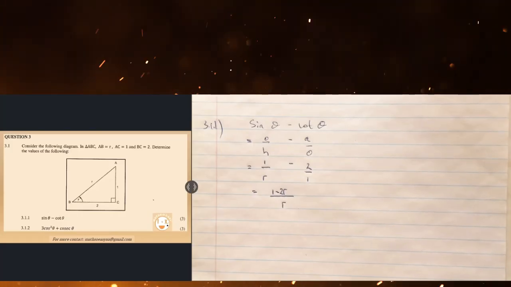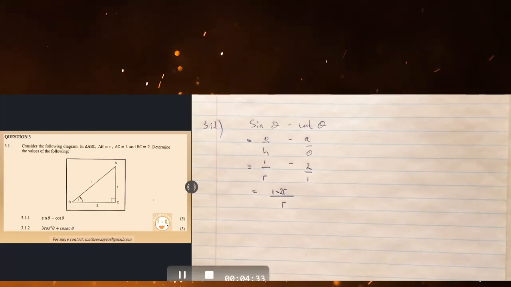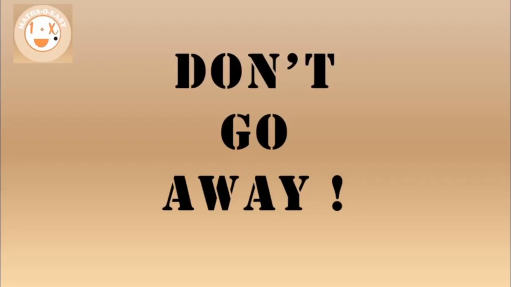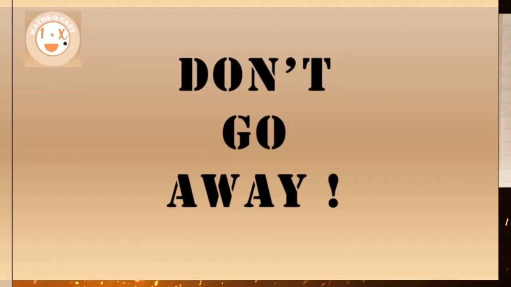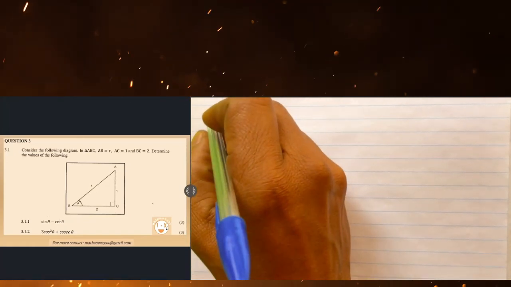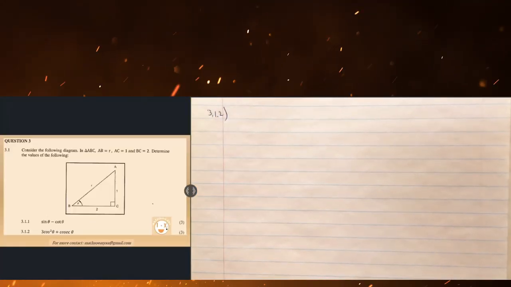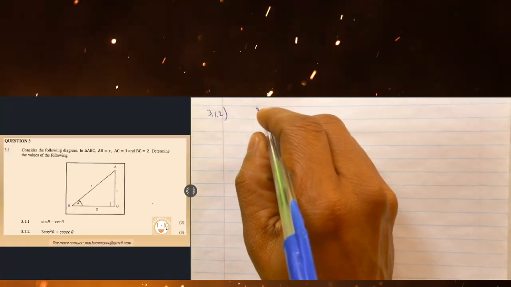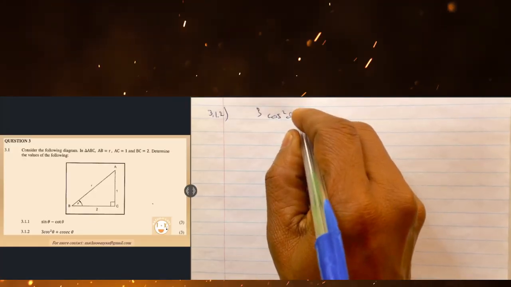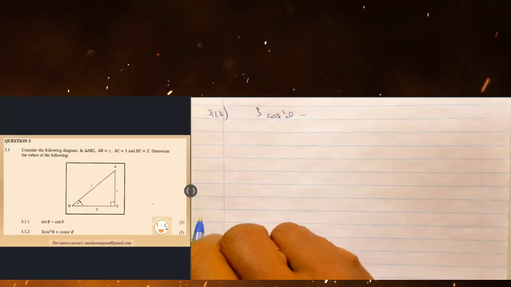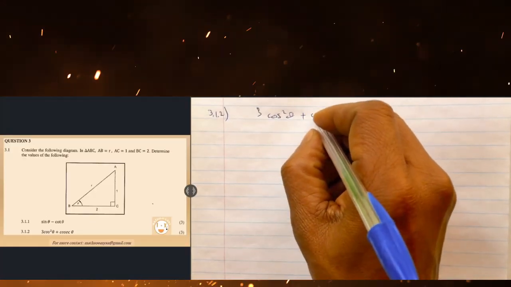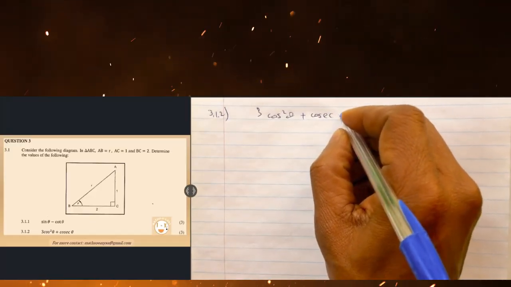Let's go for the second one. Alright, remember, here is the second one. What do they give us? 3.1.2. They give us 3 cos squared theta, is it minus? No, it is plus cosec theta.